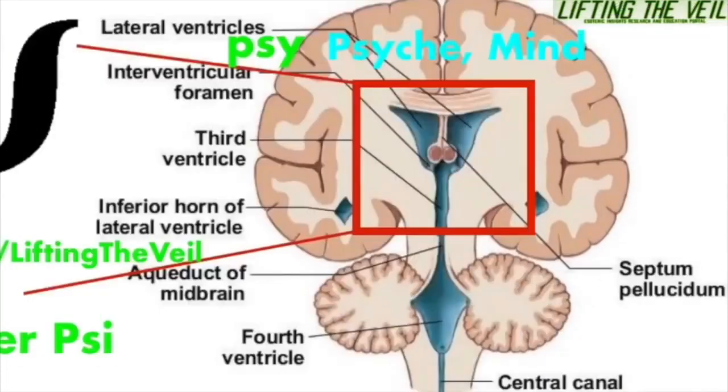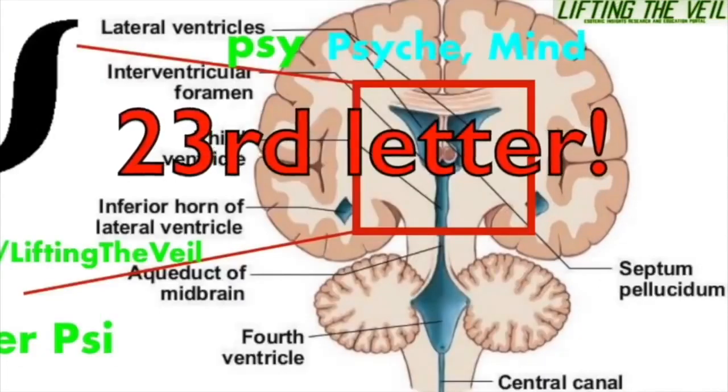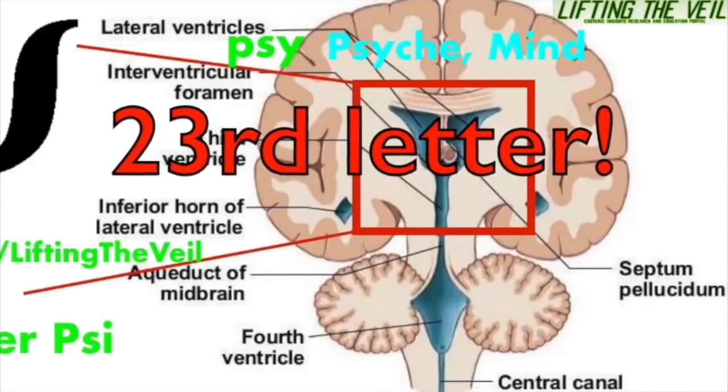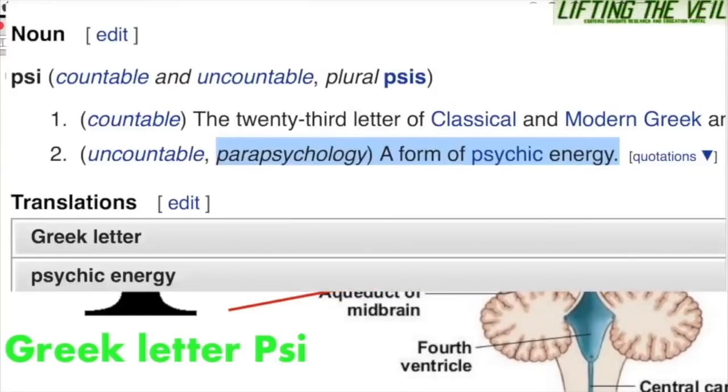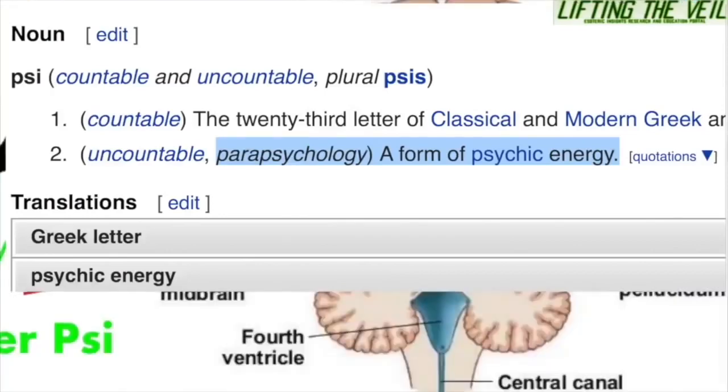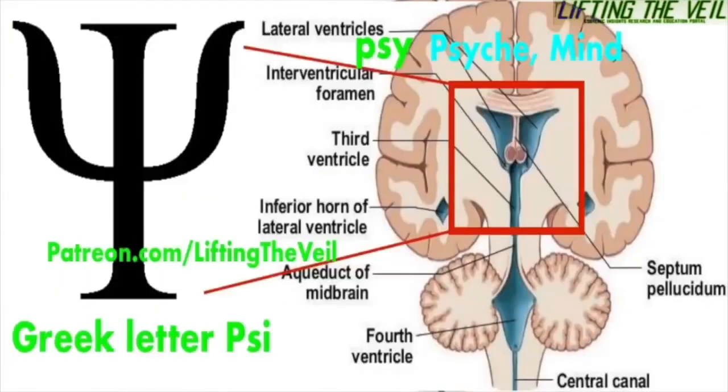And again, this is the Greek letter psi, which relates to the psi which means the mind, the psyche. So you have psi and psi. The similarities of the language are not just similar by coincidence or by accident. There's a specific reason, because psi, S-P-S-Y, comes from the Greek psi, meaning parapsychology, a form of mental energy, a form of psychic energy.